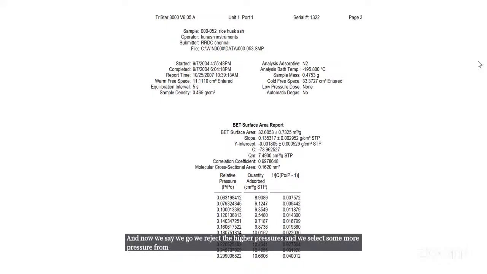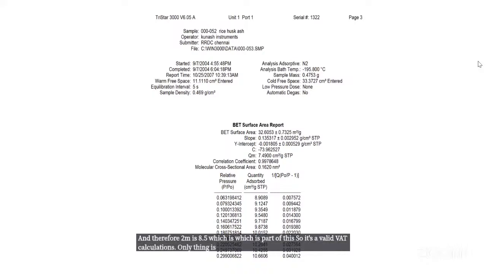So whenever you apply the BET equation, in this case, the pressure table that has been chosen is 0.06 to 0.3, which is the regular recommended pressure range for BET. And we get absolute values for surface area. We change the pressures. And now we reject the higher pressures and we select some more pressures from the lower range. So this one is 0.009 to 0.1. And you get a C value which is positive, and the y-intercept is also positive. It's a very nice equation.